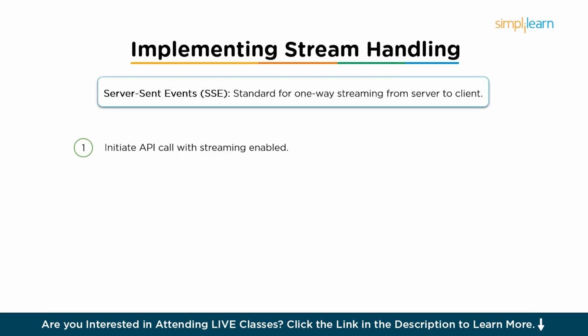First is to initiate the API call with streaming enabled. Your first step is to make your API request to the LLM service, but crucially, you must initiate the API call with streaming enabled. This is usually a specific parameter or endpoint you hit, telling the LLM API that you expect to receive the data in chunks rather than a single large response.